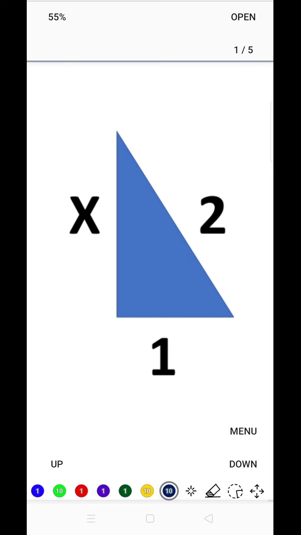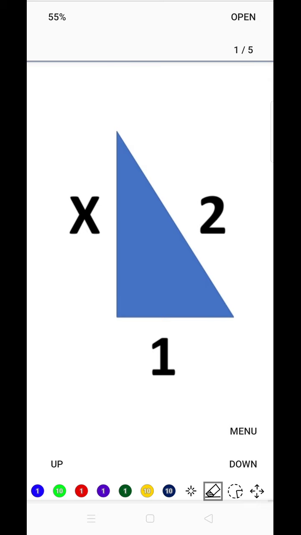In a right angle triangle, just observe whenever a question is given like this. For example, the base is given as 1 and the hypotenuse is given as 2. What you can observe here is that the hypotenuse is double the base.